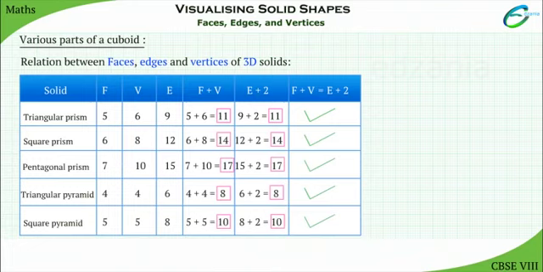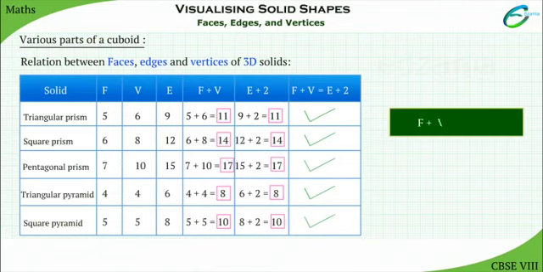Hence, the relation between the number of faces, number of edges, and number of vertices is F plus V is equal to E plus 2. This formula is called Euler's formula.